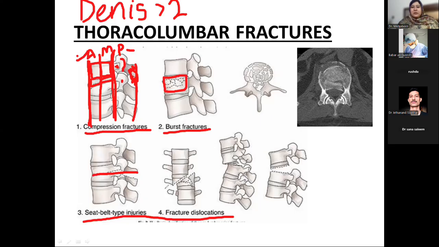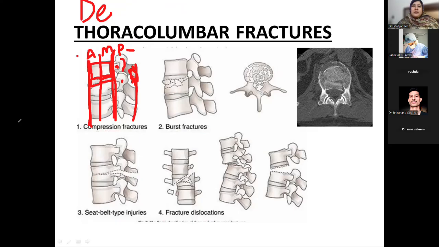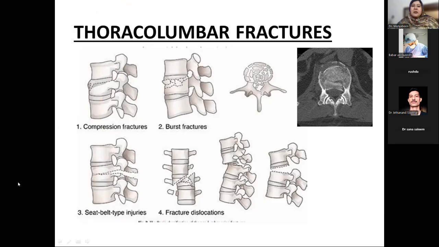Fracture dislocation also involves all three columns, but the difference is that in seat belt injuries, there is no dislocation. But in fracture dislocations, there is dislocation: the two vertebrae are fractured, the joint is also dislocated, so there's no alignment. So this is how you divide these different types of fractures. I hope this is clear, because this is how you describe these fractures, and this is how you see them on CT scan. Now I'll show all of these fractures on CT scan.